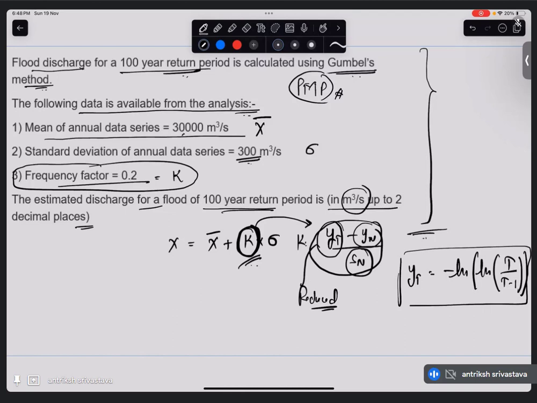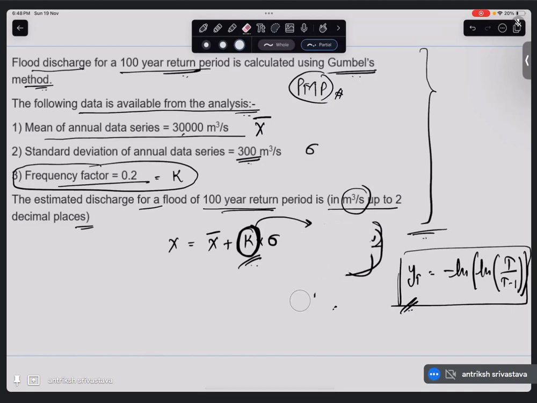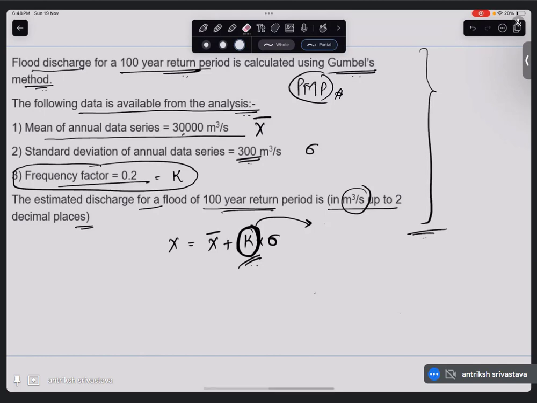So this is your Yt, called the reduced parameter. Okay, so we are going to look at this just after we finish this question. Your expression for calculating the probable maximum flood X, or probable maximum precipitation PMP, is mean plus frequency factor into standard deviation.